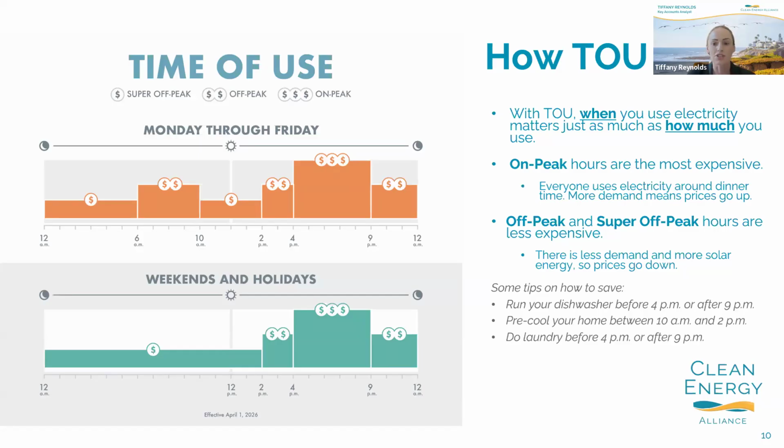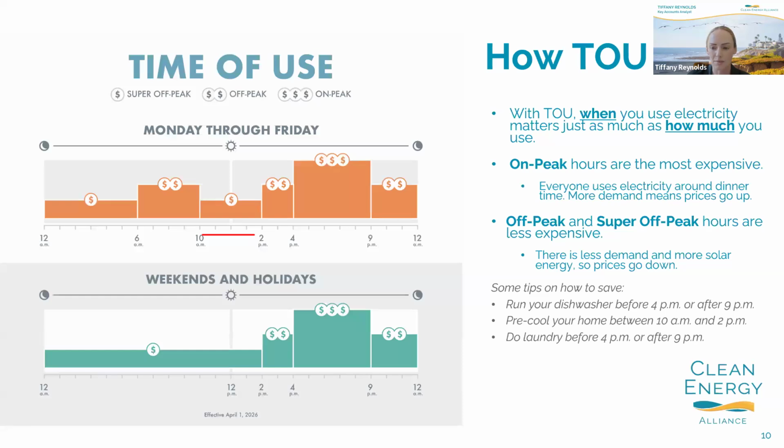If you can shift your electrical usage to what we call off-peak and super off-peak, you'll be paying lower electricity prices. And I want to shout out a new change that recently occurred. So this 10 a.m. to 2 p.m. window right here, this is what we call a super off-peak. So it is the lowest price of electricity that you can get.